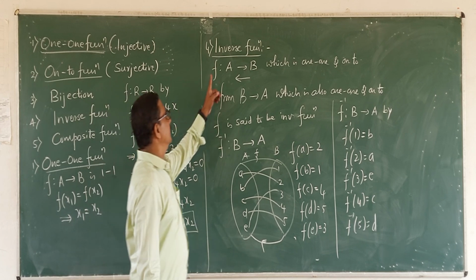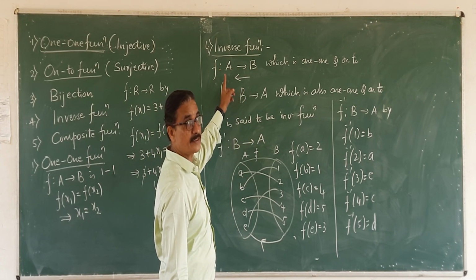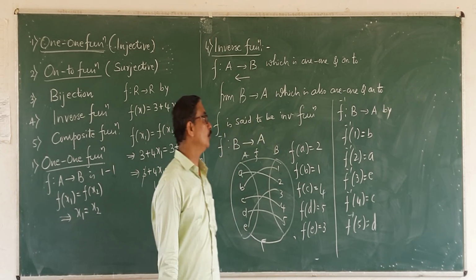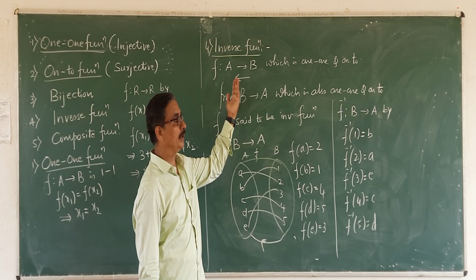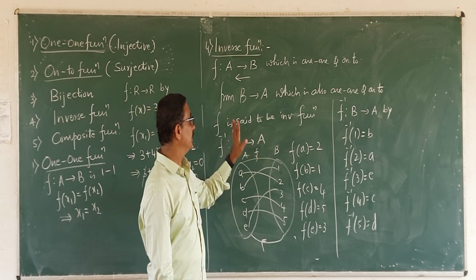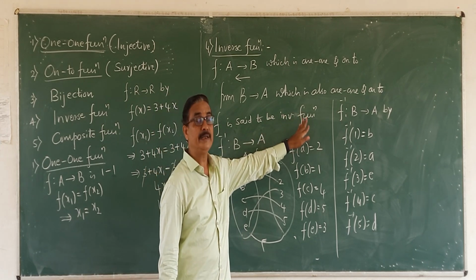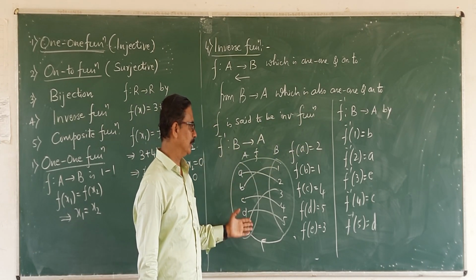Now, I will repeat once again. Since f is a function from A to B which is one-one and onto, then the function in reverse from B to A, which is also one-one and onto, then the function f is said to be an inverse function or invertible function. Take one particular example.